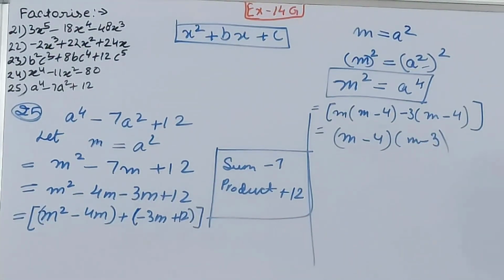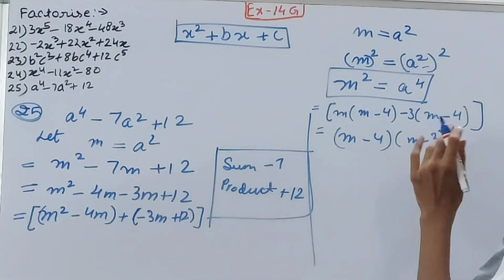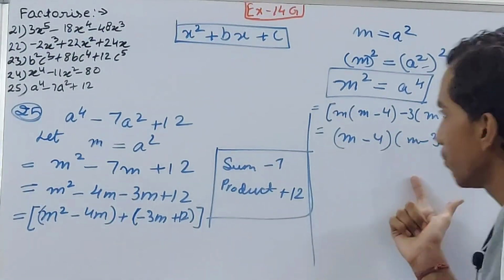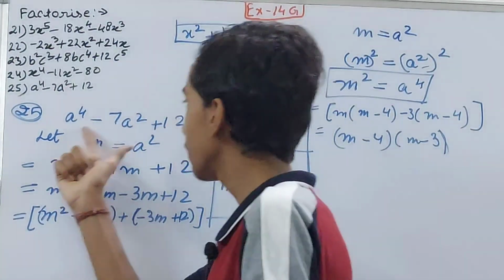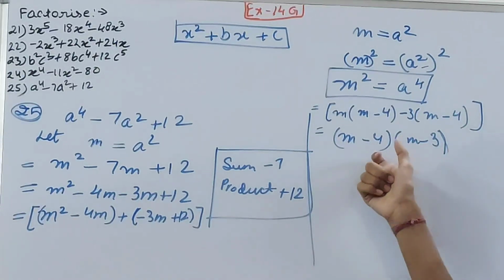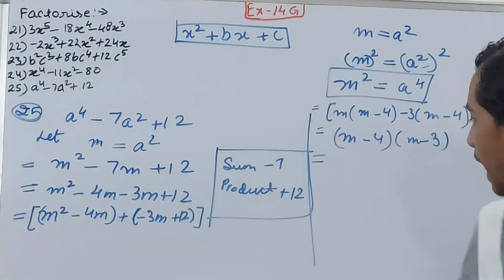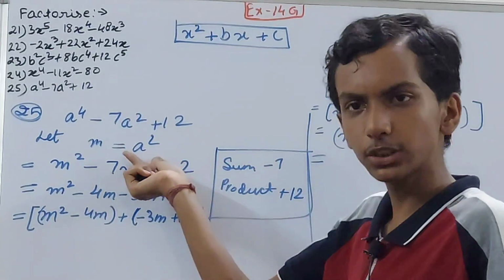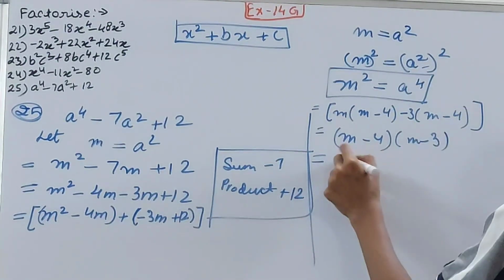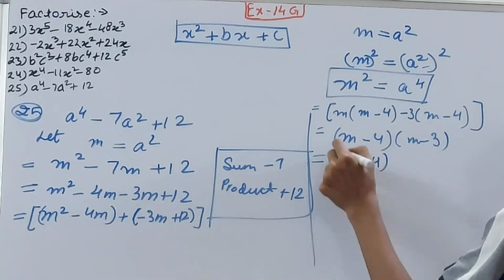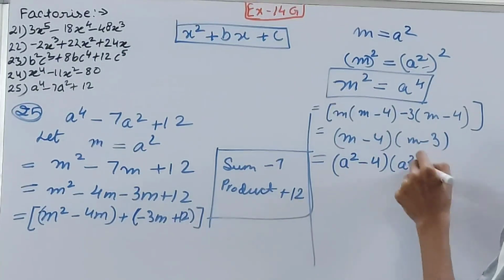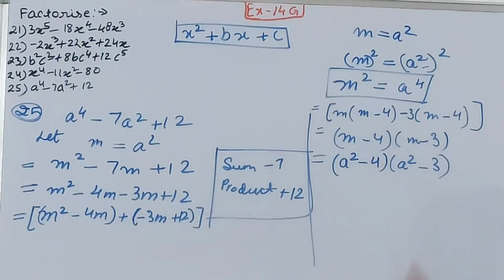Now you think your question is finished and you can give this the answer. That is the biggest mistake. You have to bring this to the form of a. Okay, the variable has to be a, not m. How will you solve this? Let's see. M was representing what? A square. So in place of m, I will have a square minus 4 and a square minus 3, right? Finished. Now this is your final answer.